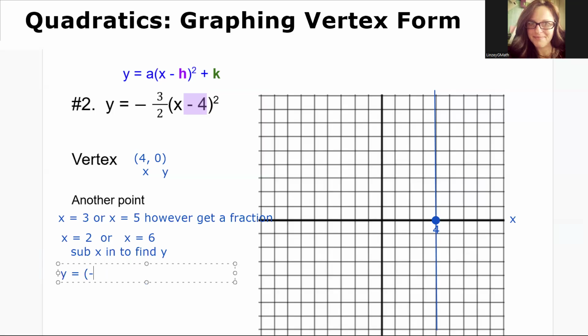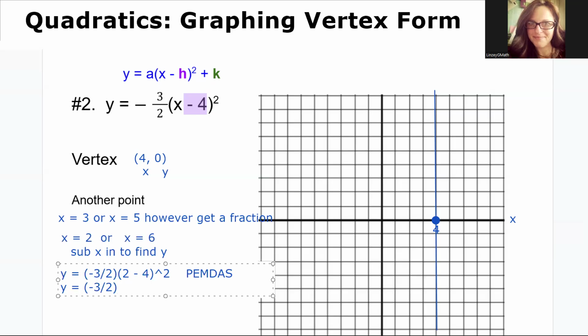Substituting, x is 2. And using our order of operations to simplify. Parentheses first, 2 minus 4. You can always use a calculator. Exponents are next. Negative 2 squared, negative times a negative is positive 4.